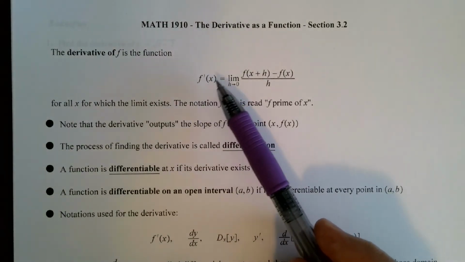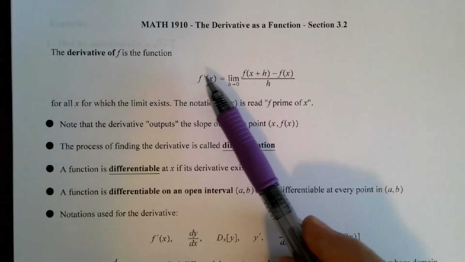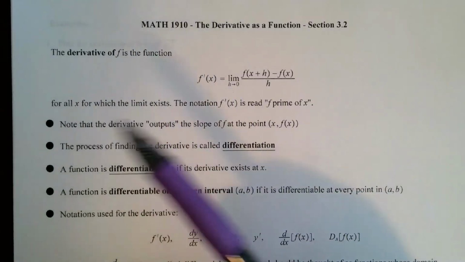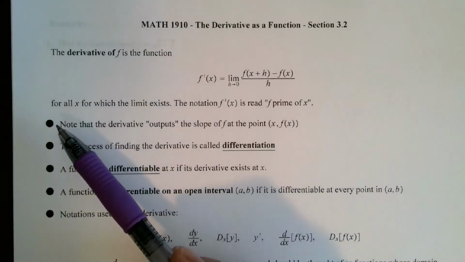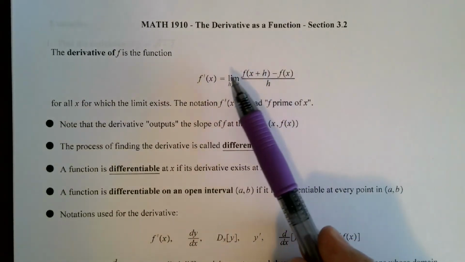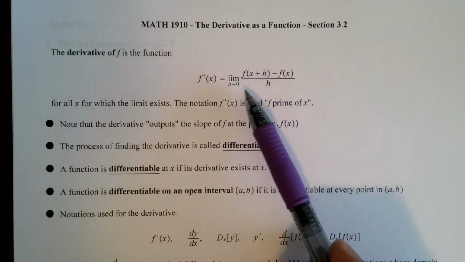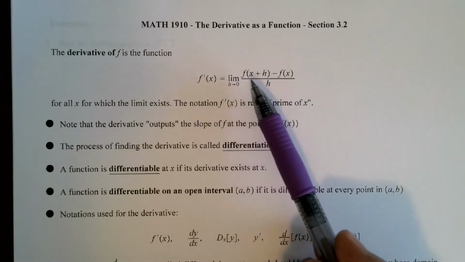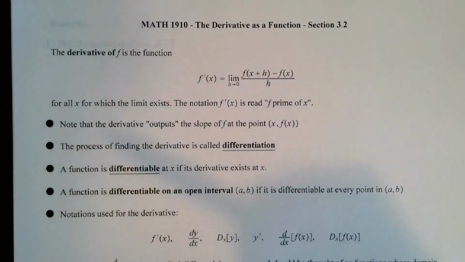And now this new function called the derivative of the original function f, its domain will be essentially all values of x where this limit exists. Okay, if this limit exists, then the derivative exists.